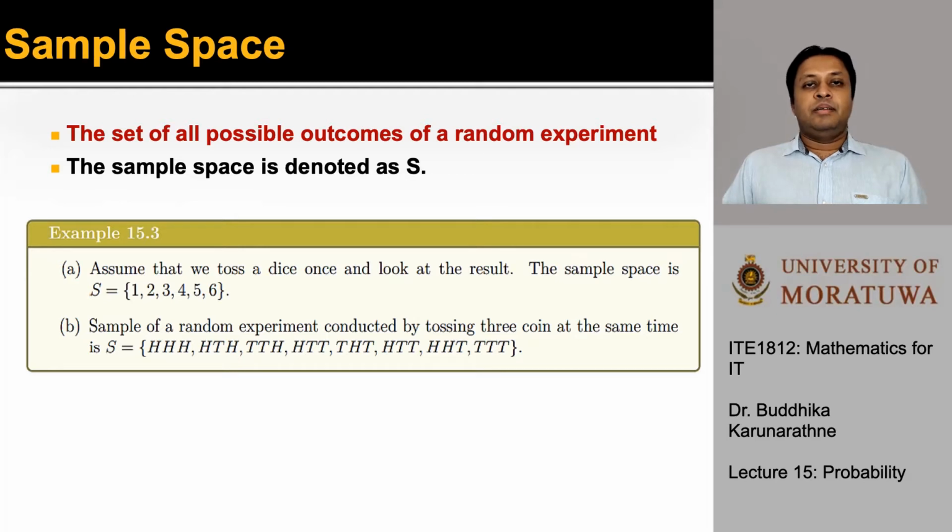Another example, a random experiment conducted by tossing 3 coins at the same time. Any combination can happen. There are defined combinations that can occur. For example, 3 heads, head, tail, head, tail, tail, head, and so on. So you can get different combinations in this case. These belong to the sample space of this random experiment.